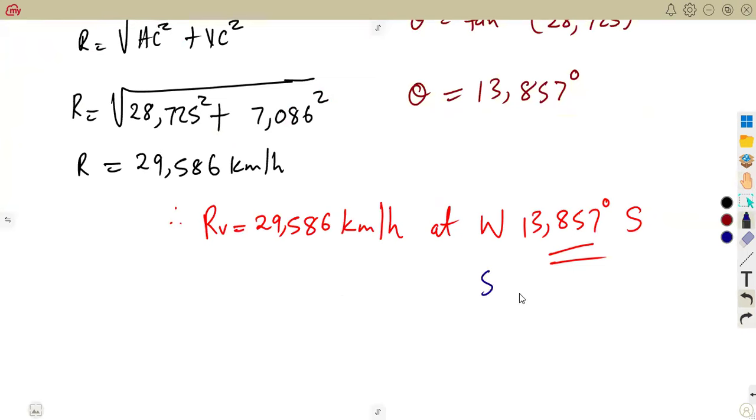Remember, I said it can be what? South 76.143 to the west. You can have it like that.